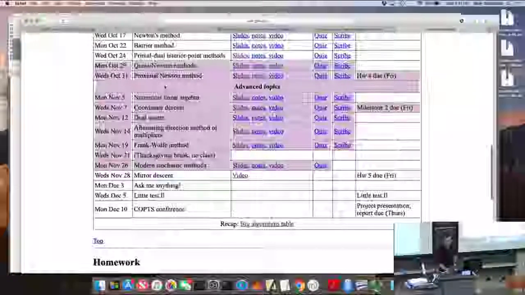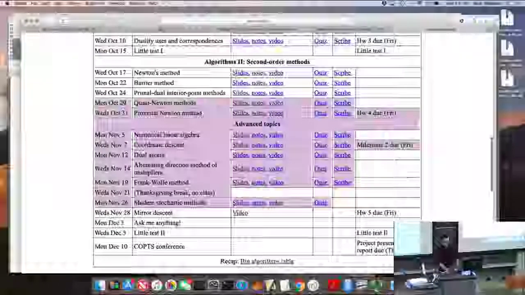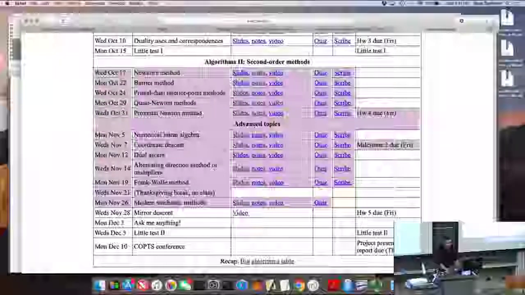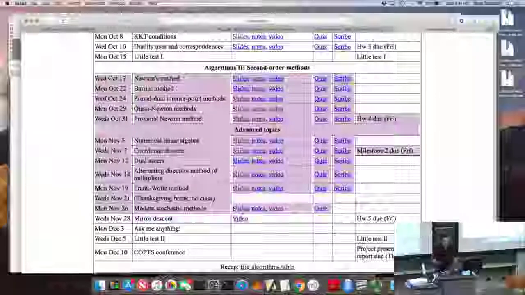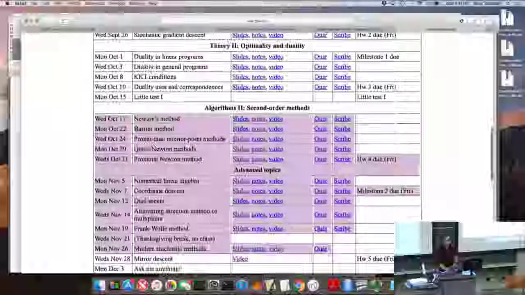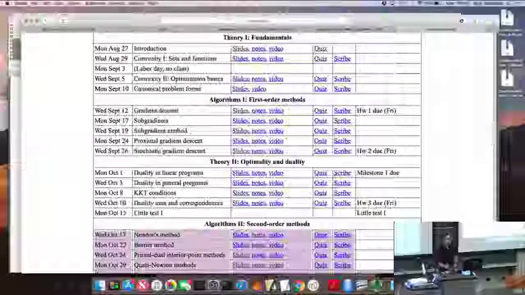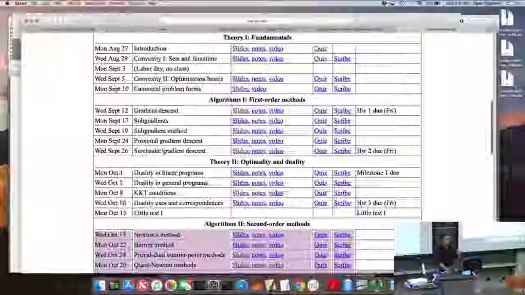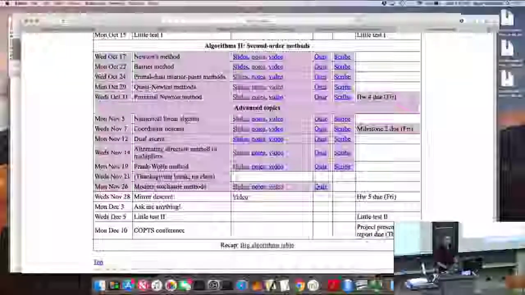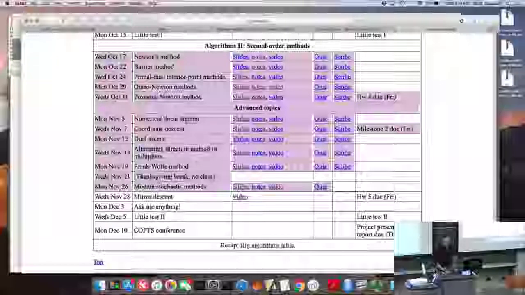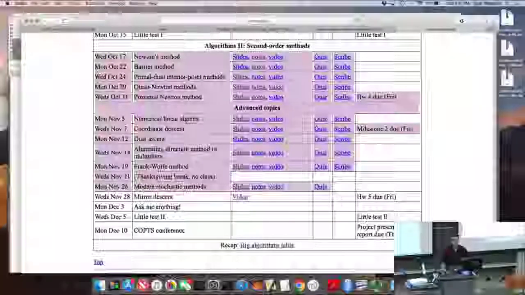So it's everything previously, and it's mostly this stuff, after little test 1. So it's mostly what comes from Newton's method through modern SGD. There'll be a few questions from the first half as well, but focused on the second half. And the same format, I think the same difficulty, just more or less straightforward true or false questions, multiple choice questions.